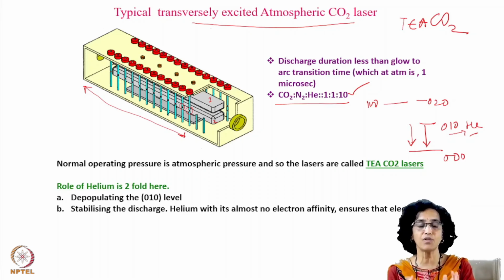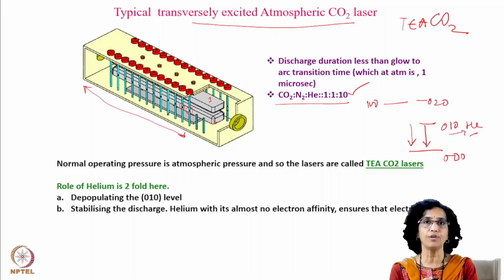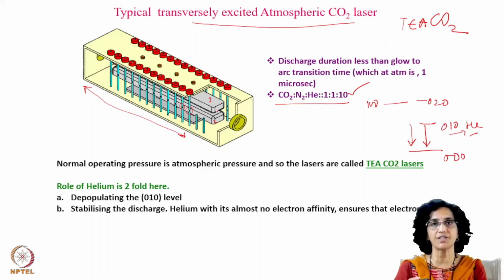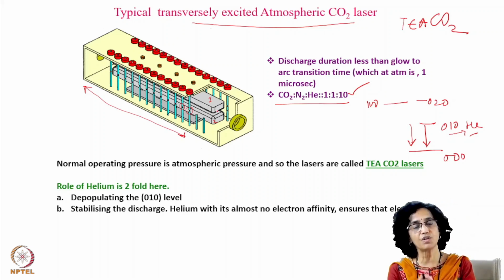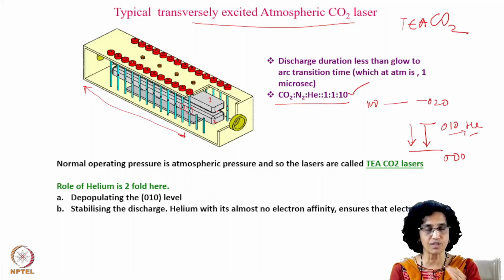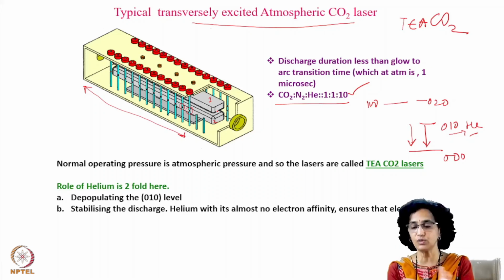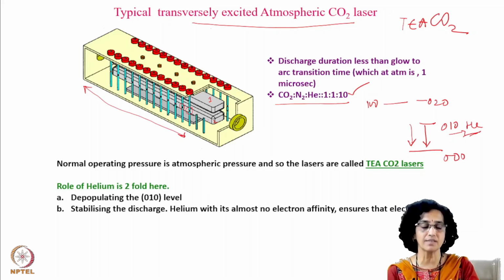It has no electron attachment, no electron affinity, and therefore the electrons which are created in the discharge are not lost because of attachment to oxygen or CO. They are not lost. They undergo collisions with helium, and therefore they are present in the discharge. They continue to sustain, they continue to excite.